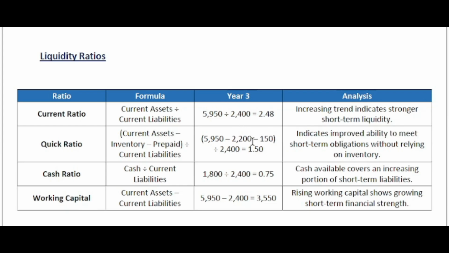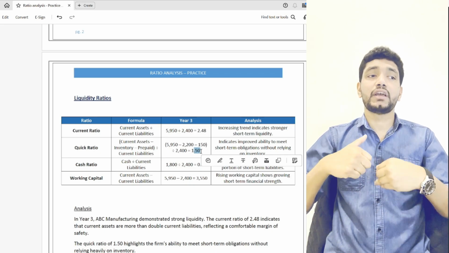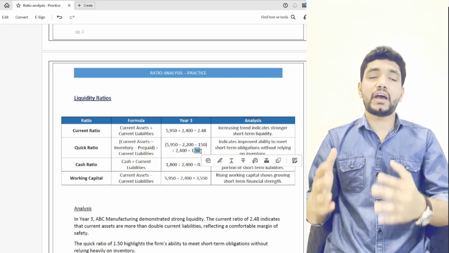Then the quick ratio, what is this measuring? 1.5, what is it measuring? The company can cover its current liabilities 1.5 times using only its quick assets. What are quick assets? Quick assets means from the current assets we remove prepaid expenses and the inventory.